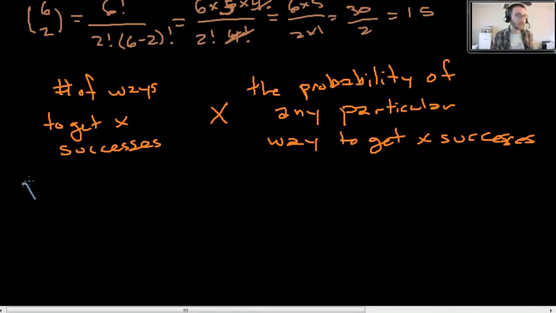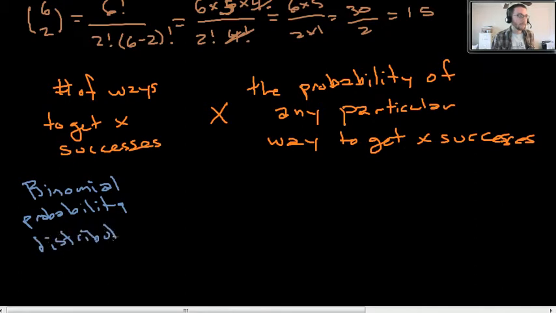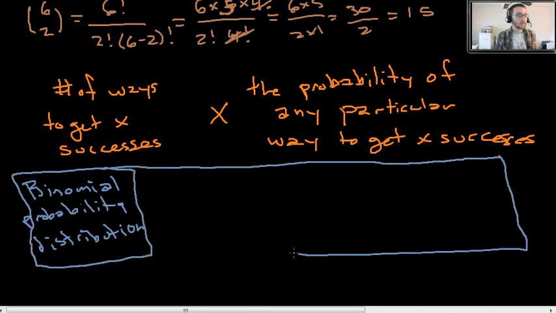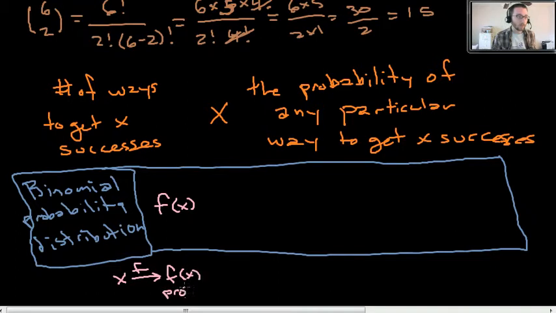So this is the binomial probability distribution. Very fancy. All right, f of x, and remember f of x, just like we talked about in the last video, is a function. It takes x and you grind it through the f machine and it spits out a probability. F of x, this is your probability.